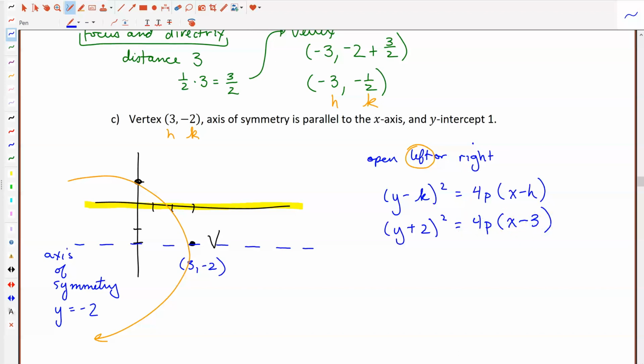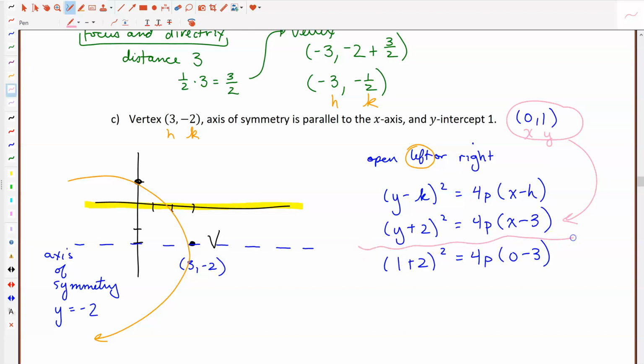So at this point in time, I just need to get that value for p. Now normally we use things like the focus or the directrix to get that value for p. If I even had the focal width, maybe I could use that, but I don't really have any of that information, right? But they told me that the y-intercept is at 1, so that's at the ordered pair 0, 1. So that's information, right? That's telling me for this equation, if x is 0, then the value for y is 1. So let's go ahead and use that. If I plug that into here, y is 1, so (1 + 2) squared is equal to 4p(0 - 3). Okay, the only thing that I don't know then is p, and I can solve for it.